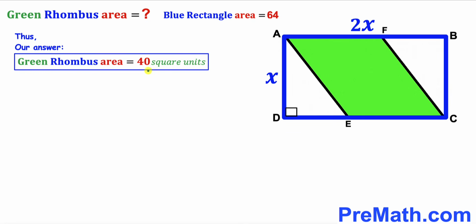So thus, after all the calculations and manipulations, the area of this green shaded rhombus AECF turns out to be 40 square units. In other words, the area of this green shaded rhombus is going to be 40 square units. And that's our final answer.